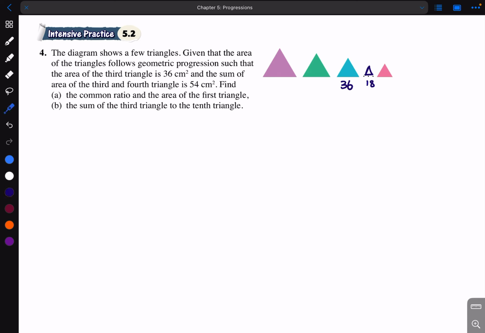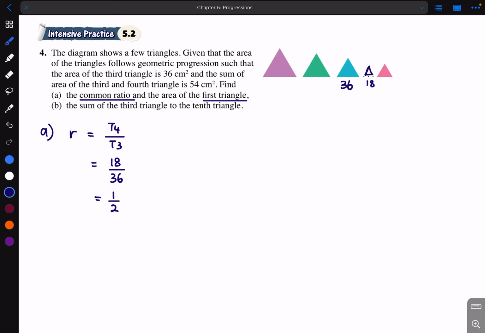Find the common ratio and the area of the first triangle. Okay. So they want us to find R and A, the area of the first triangle. R is simple. R is just T2 over T1, but since we don't have that, we can do T4 over T3. So T4 is 18, T3 is 36, 18 over 36 is 1 over 2, half lah. So the areas are becoming half.